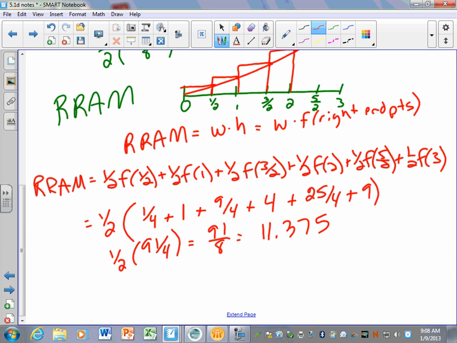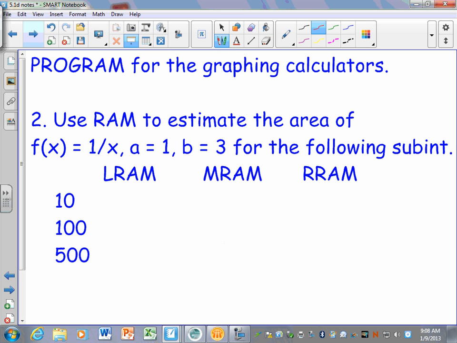Does everyone have it on their calculator now? Okay, so here's the idea. The last couple on your homework today is we can use this to do this on our calculator. Instead of doing it by hand, we can use RAM to estimate the area of the function 1 over x from 1 to 3 for the following values. So you might want to write this down. This is an example.